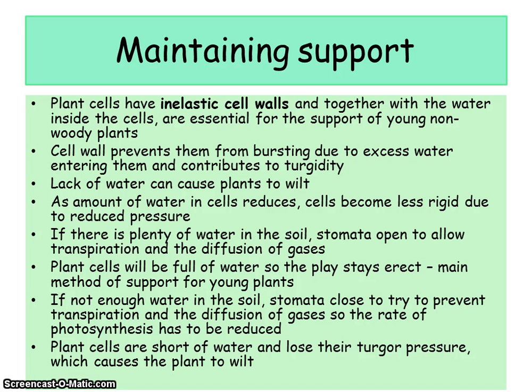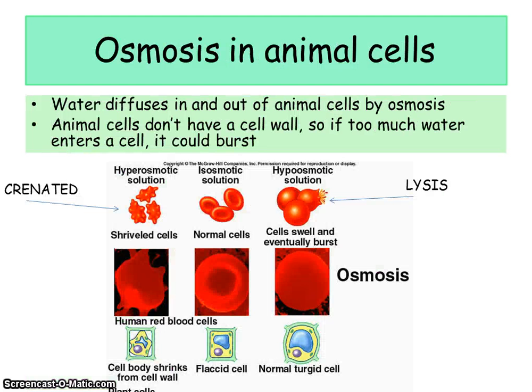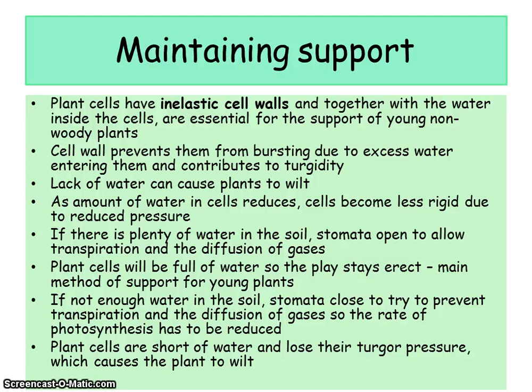If there's plenty of water in the soil, the stomata will open to allow transpiration, and transpiration is the movement of the water throughout the plant. Plants take up the water and the minerals from the soil through their roots, and remember, we're looking at their root hair cells. The root hair cells extend between the soil particles, and these greatly increase the surface area of the roots.